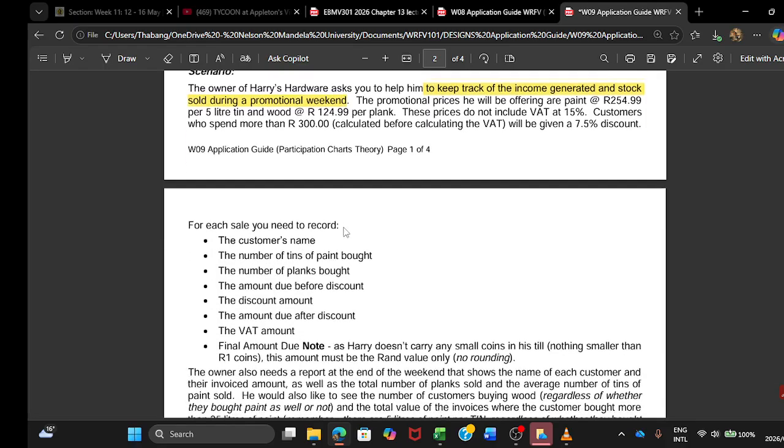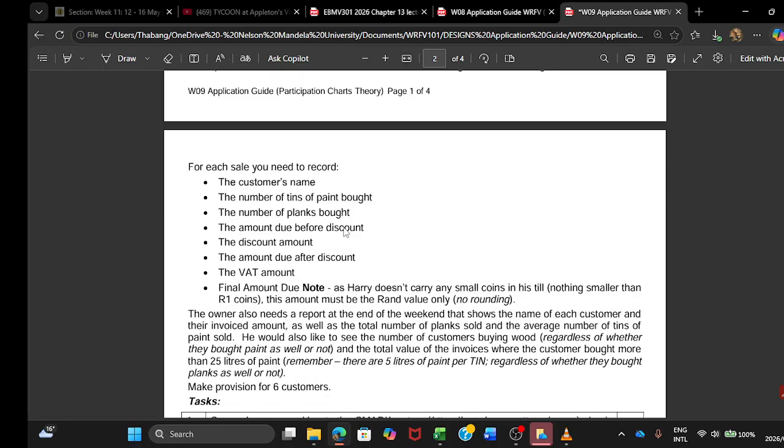So your spreadsheet should have the following: the customer's name, the number of tins of paint, the number of planks bought, the amount due before discount, the discount amount, the amount due after discount, the VAT amount, and then the final amount, which does not have to carry any small coins, so nothing smaller than 1 coin. So it has to be rounded off. Wait, there's no rounding. Okay, there's no rounding on this amount.